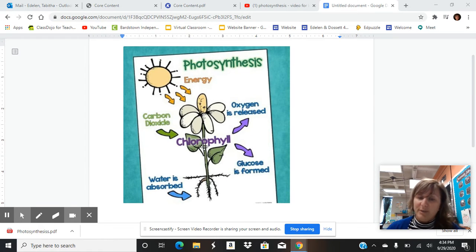Now, once it has all those things, it will make glucose, aka sugar, in its leaves. Once that is finished, they've made their food, their glucose, they're going to release a waste product for us, and that is called oxygen. Oxygen is a gas that we need to survive. So we release carbon dioxide for the plant, and they release oxygen for us. Okay. So I think that you guys have learned a lot about photosynthesis this week.